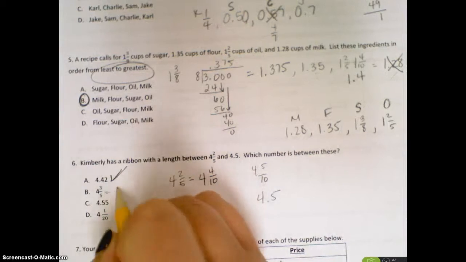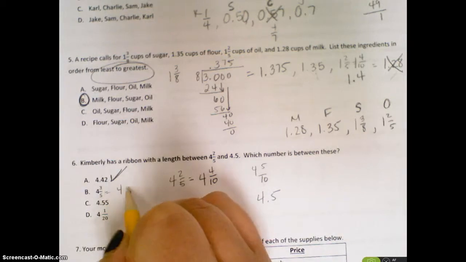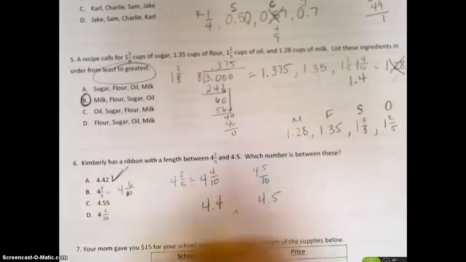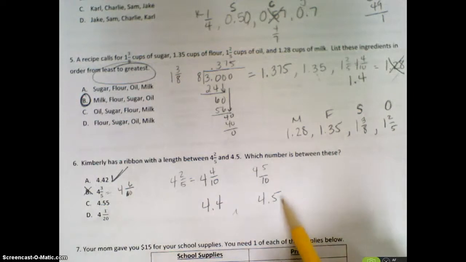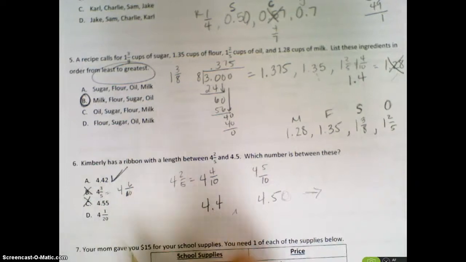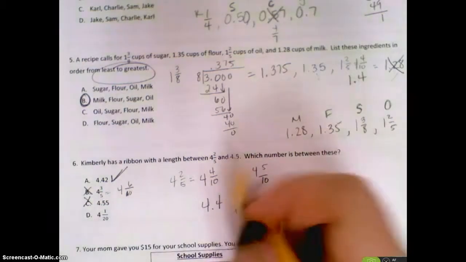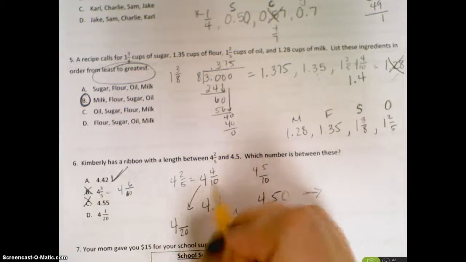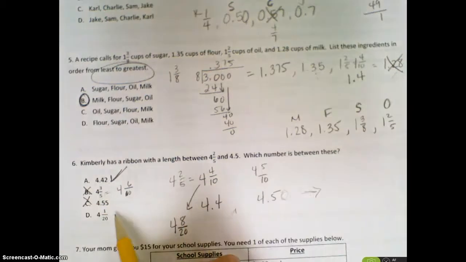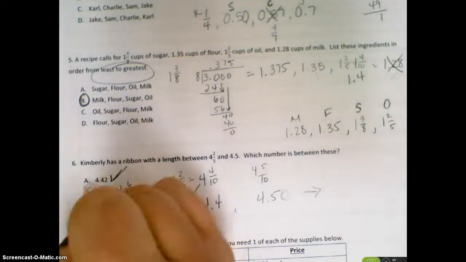4 3/5 would be equivalent to 4 6/10, which is bigger than 4 5/10. It's too big. 4 55/100, same thing. This would be 4 50/100, so 4 55/100 would be too big. And then 4 1/20, which is our smallest number, if I made that into 20ths, times 2 would be 8/20, so this is way too small. So my correct answer is A.